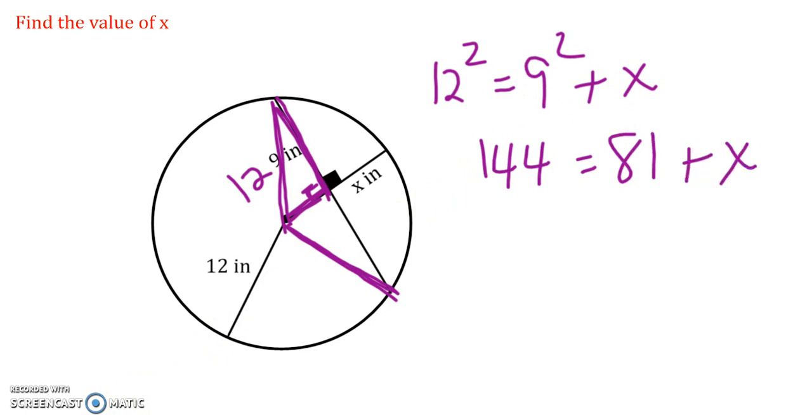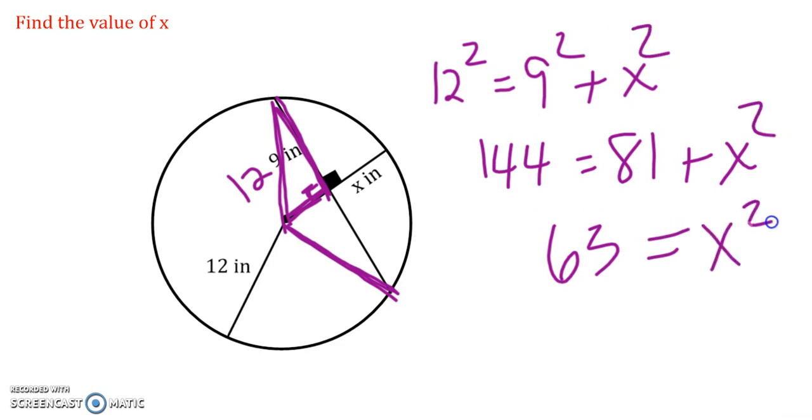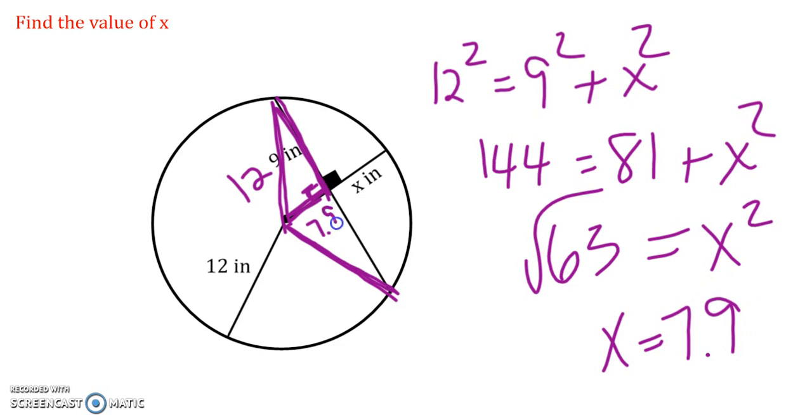Which is 63, and I get the square root of 63, which is 7.9. Once I call this 7.9, I know this had to be 12 because that's a radius. 12 minus 7.9 is 4.1, so x equals 4.1 in this case.